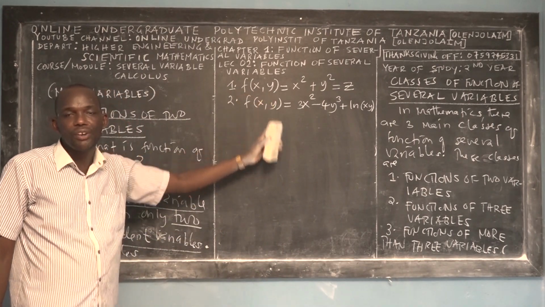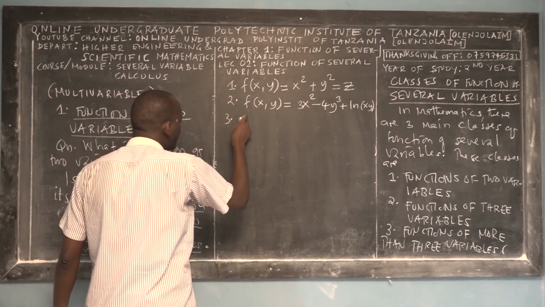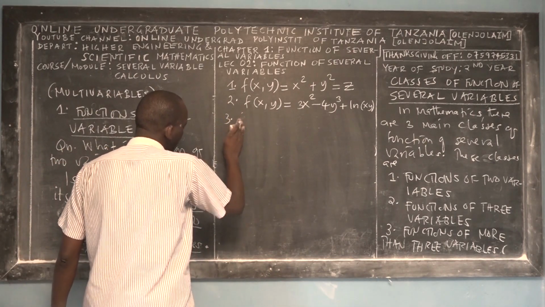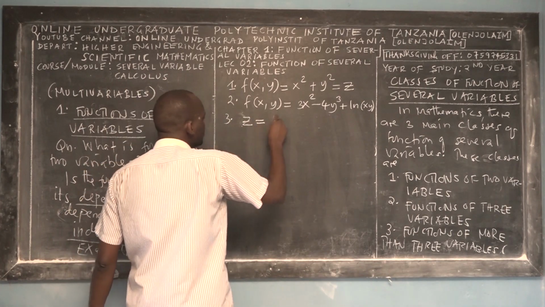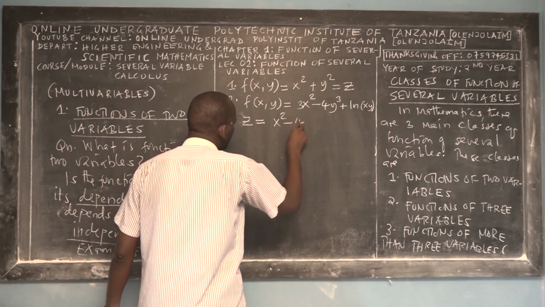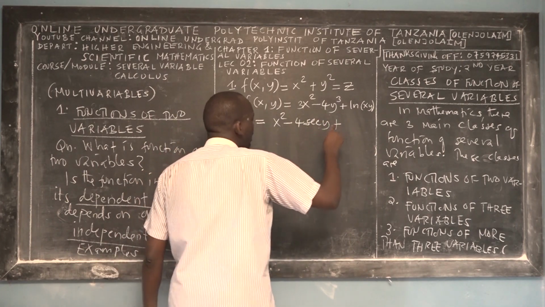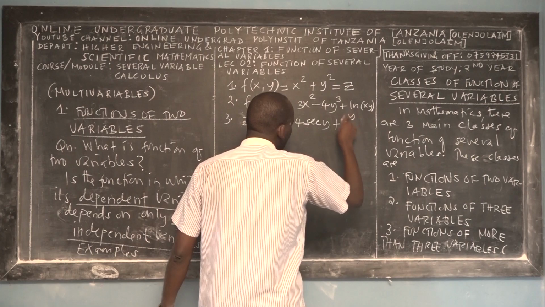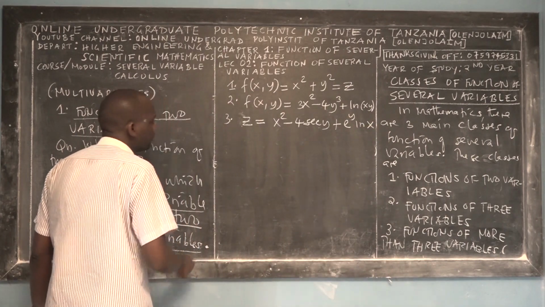So this is the dependent variable, right? And then the second example, we can even name it, let's see, we have z depends on x and y. So you have x squared minus 4 sec of y plus, let's say, e to the power y, and then ln of x. So that's another example.